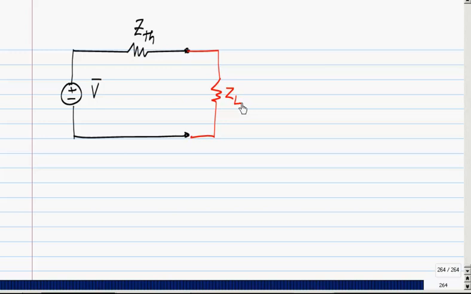Okay, so let me call this RTH plus J XTH. I can always write it like that, right? Any complex impedance. And this could be RL plus JXL. Okay.